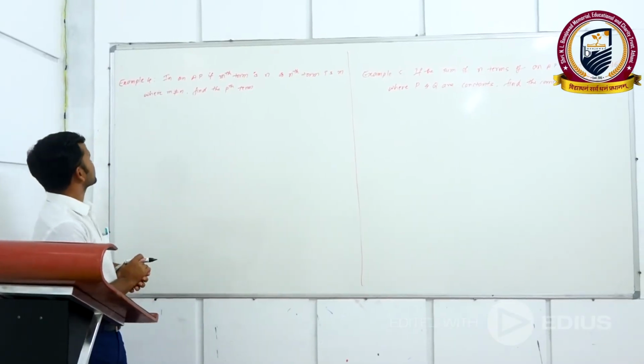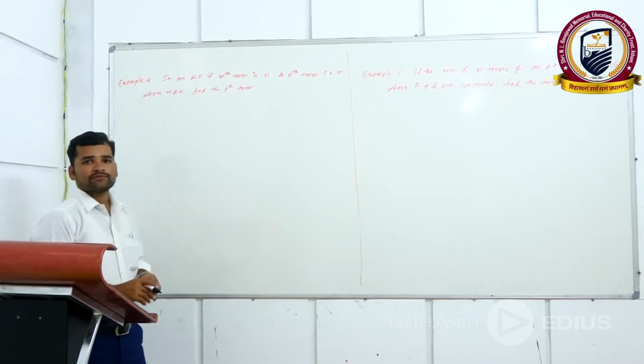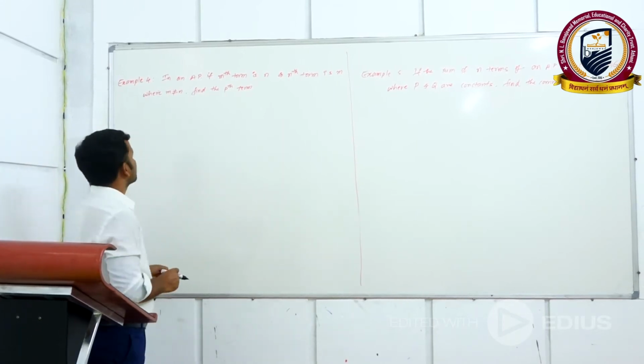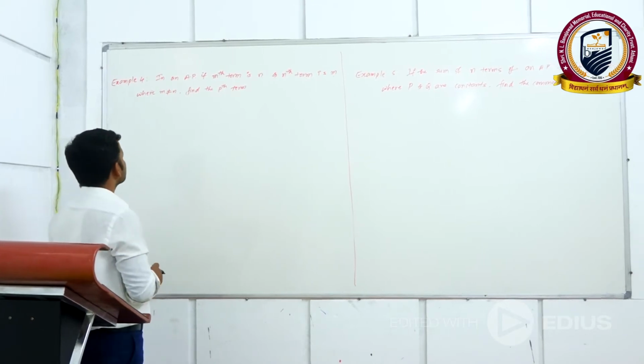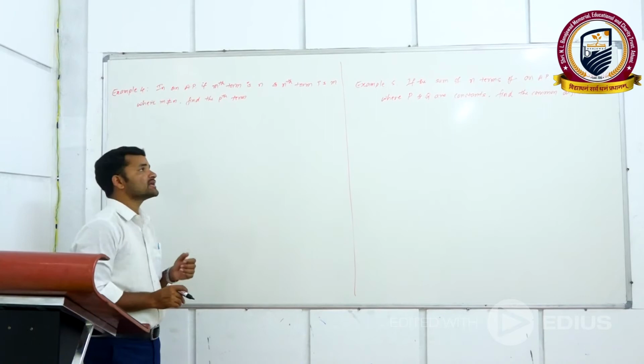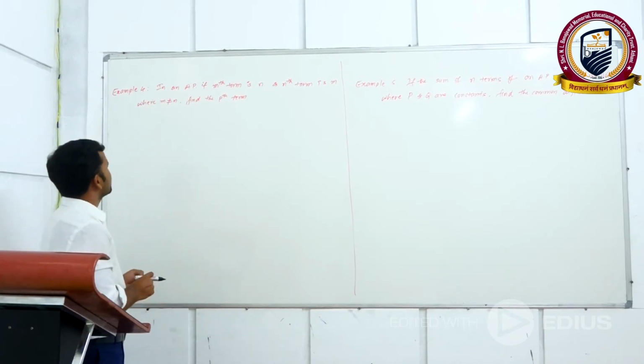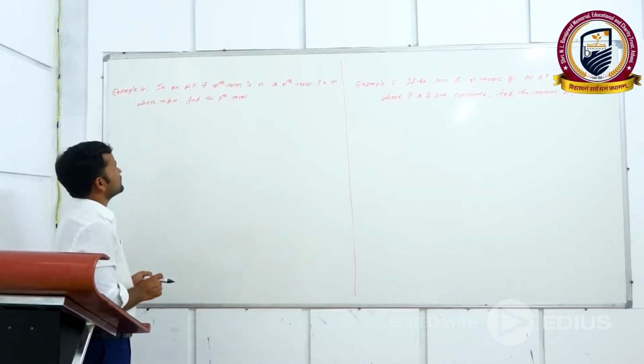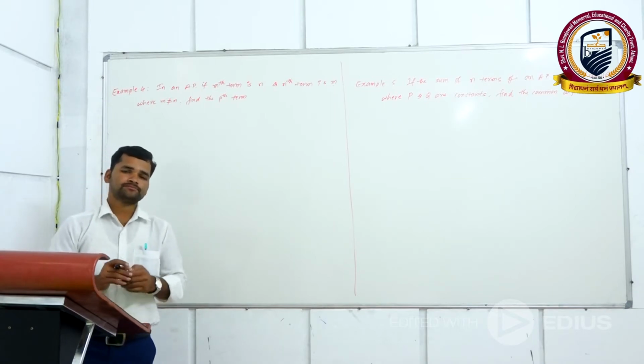Two problems I have written here, that is example 4 and example 5. Let me solve example 4 first. In an AP, if mth term is n and nth term is m, where m is not equal to n, find the pth term.